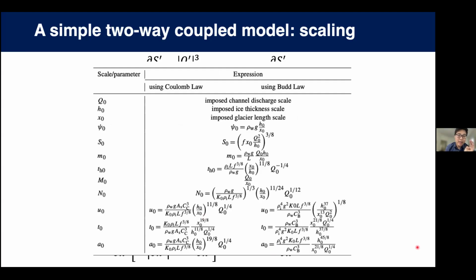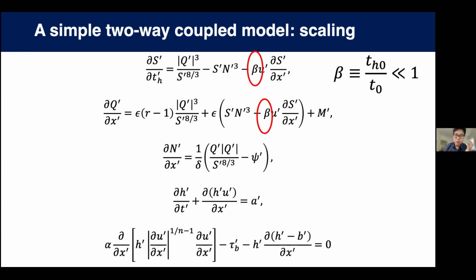But what I do is I calculate all the scale values based on preset scales that are realistic for channel discharge, ice thickness, and glacier length. And then all the other scale terms come out of these really nice looking equations relating these three values with other physical constants. And I just want to use this table to emphasize that the scales are derived from realistic scales and constants. And it's important that we have reasonable values for these scale terms because then we can make inferences about the remaining parameters in the equations, which arise due to the grouping of scale terms in my non-dimensionalization process.